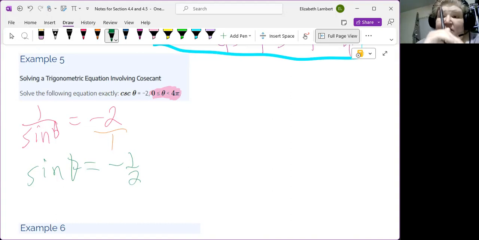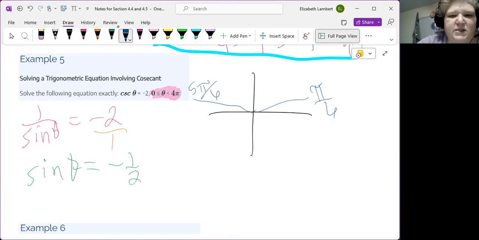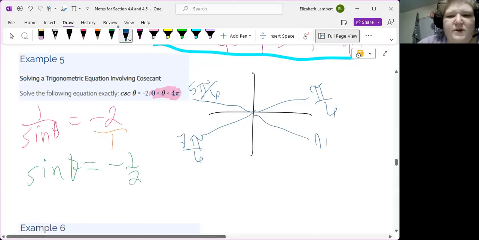So short y side is long x side, which is 30 degrees, which is pi over 6. But this is negative, so pi over 6 would be if it was positive 1/2. That's kind of where my brain starts on these: which reference angle are we going for? Pi over 6. So 1, 2, 3, 4, 5. Pi over 6. 7. Pi over 6. 11. Pi over 6.